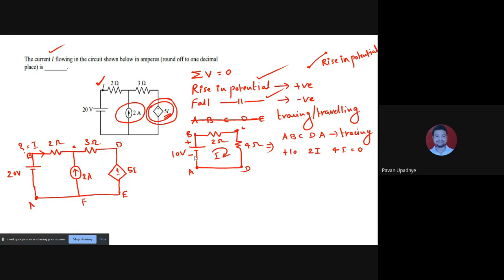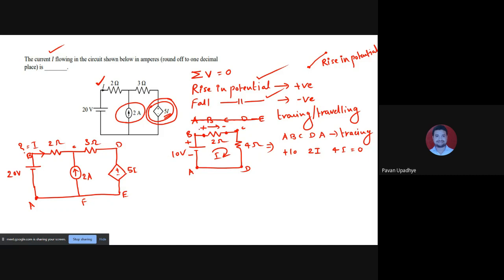So what do we do then? Then we have to take help of some other parameter. We can take help of current, because we know current always flows from higher potential to lower potential. So in case of 2 ohm, current is flowing from this end of 2 ohm to this end. It means this must be the higher side and this must be the lower side of potential. That is why current is flowing in this manner.